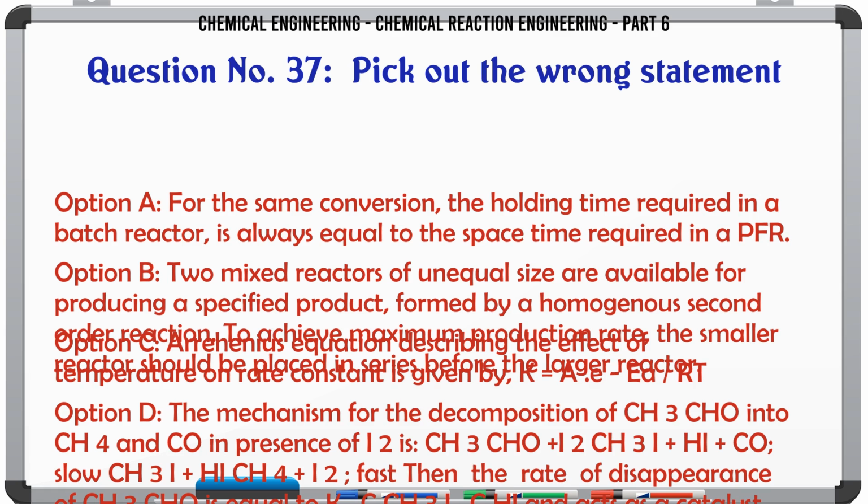C. Arrhenius equation describing the effect of temperature on rate constant is given by k = k0 e^(-E/RT). D. The mechanism for the decomposition of CH3COCH3 into CH4 and CO in presence of I2 is CH3COCH3 + I2 -> CH3I + HI + CO (slow), CH3I + HI -> CH4 + I2 (fast). Then the rate of disappearance of CH3COCH3 is equal to k C CH3I. C is high and acts as a catalyst.